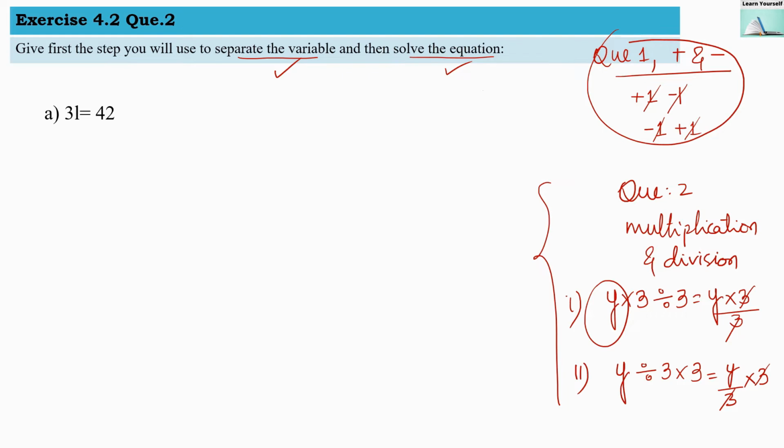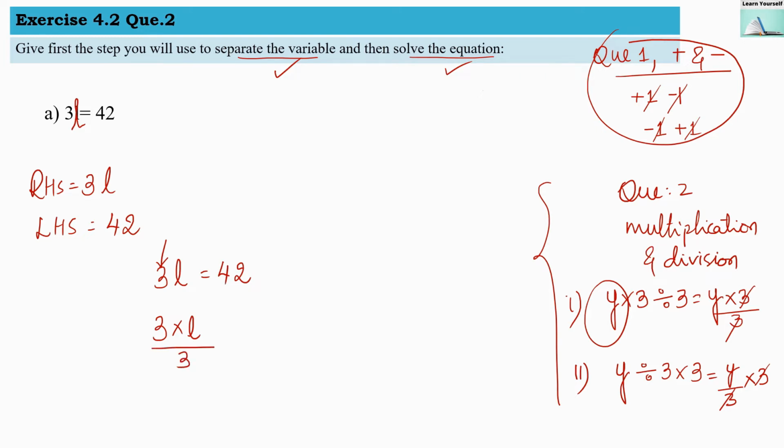Let us solve our first equation, that is 3L. This is L. 3L equals 42. So here our RHS is 3L, whereas our LHS is 42. So now to separate a variable from this equation, we have to remove this 3. So how to remove this 3? This is in multiplication. So we can divide this equation at both sides with 3. So here I am going to divide with 3, and in LHS also I am going to divide the equation with 3. So this 3 and this 3 will get cancelled out and I will get my variable separated here.